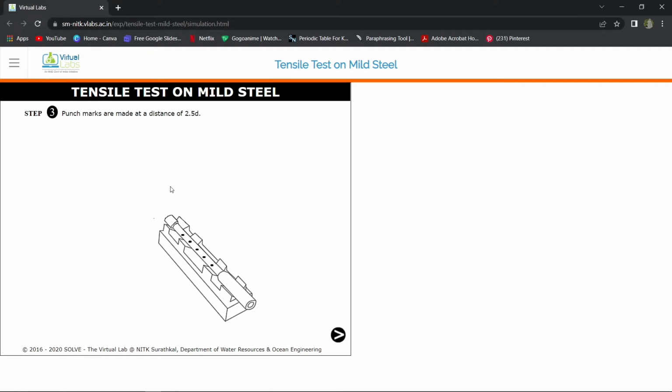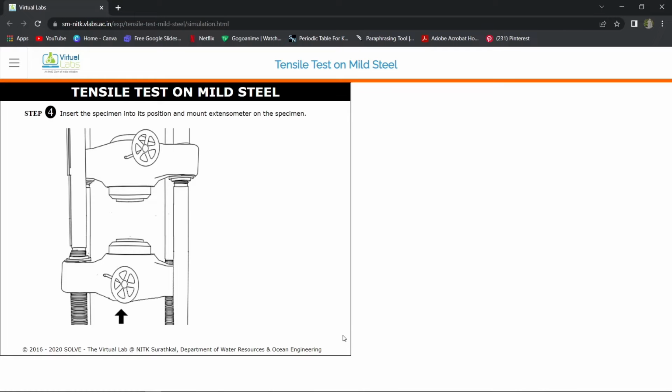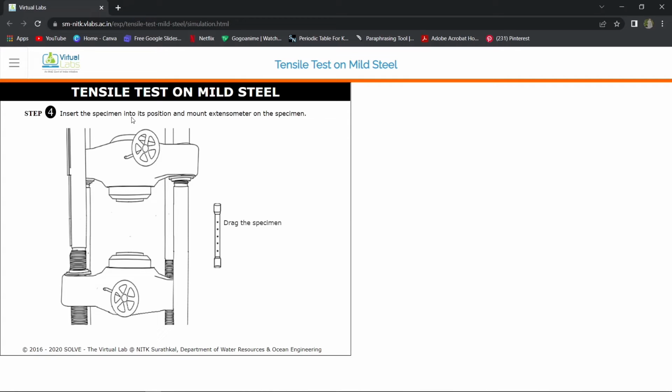We have already made the holes on the specimen. Next, we should press the arrow and insert the specimen into position and mount the extensometer on the specimen. We need to drag the specimen over here and put it here.